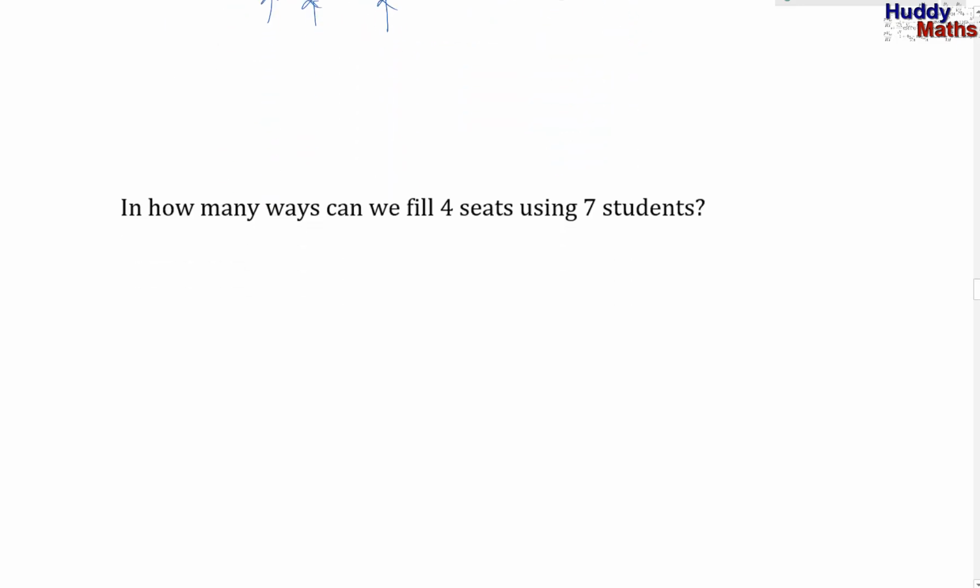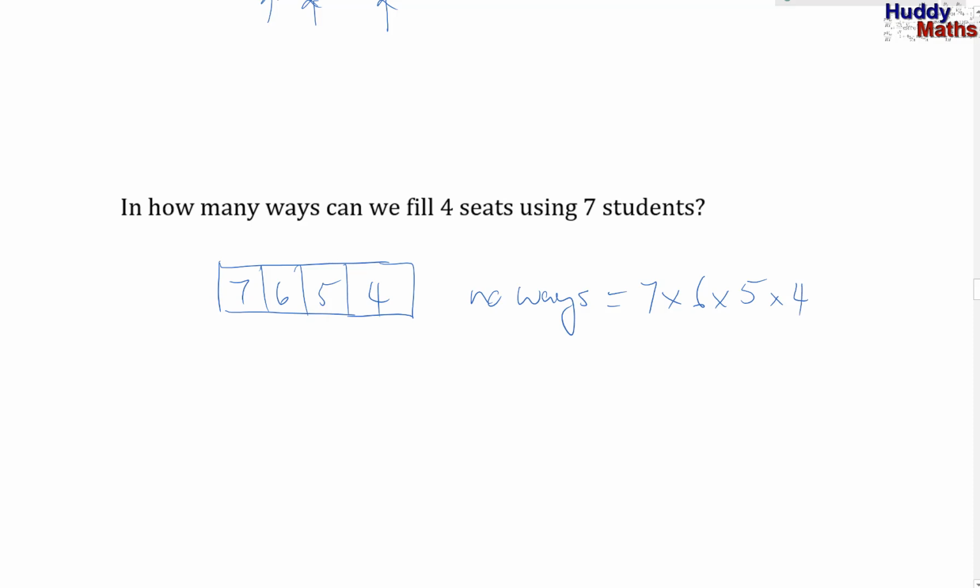Okay, so come on down here. In how many ways can we fill 4 seats using 7 students? 4 seats, let's do it. 1, 2, 3, 4 students. 4 seats using 7 students. 7 by 6 by 5 by 4. The number of ways, same approach, the permutation of 7 students taken 4 at a time. 7 by 6 by 5 by 4. Okay, this is 42 times 5 is 210, times 4 is 840.